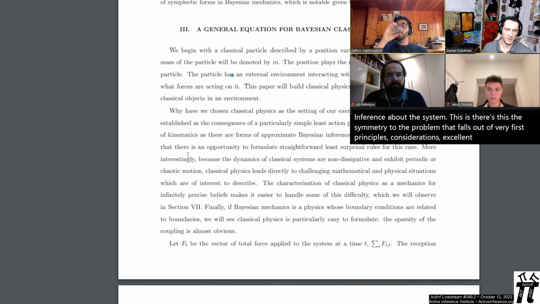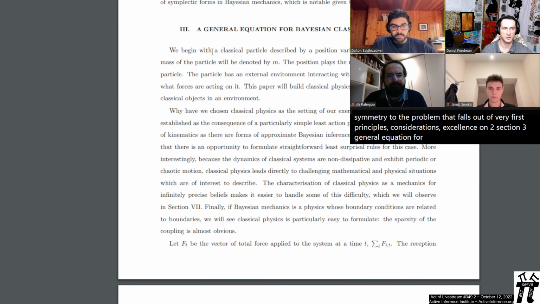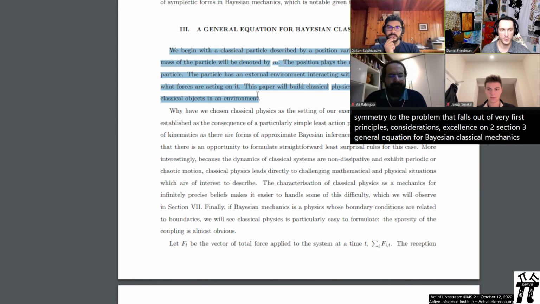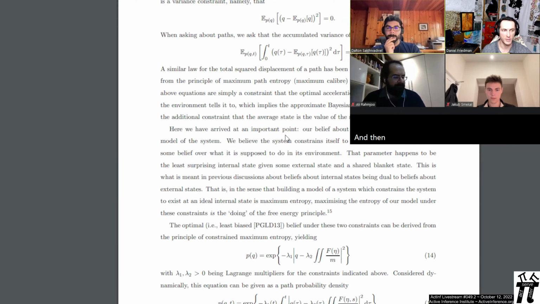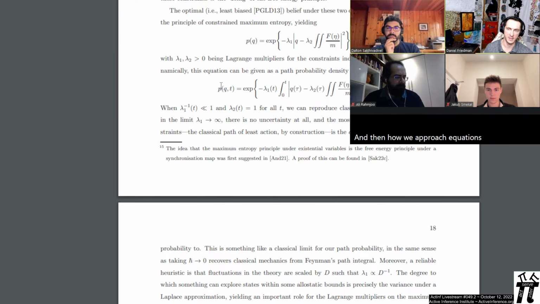Excellent. On to section 3, a general equation for Bayesian classical mechanics. It'll be helpful for you to situate where it begins and then how we approach equation 15.